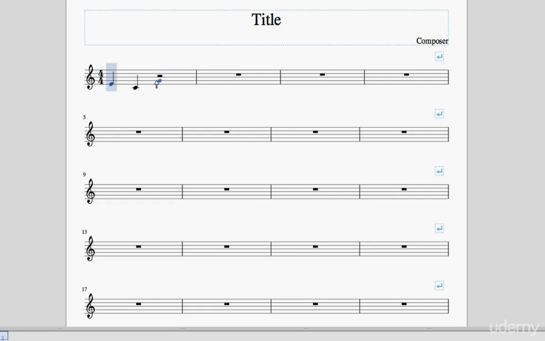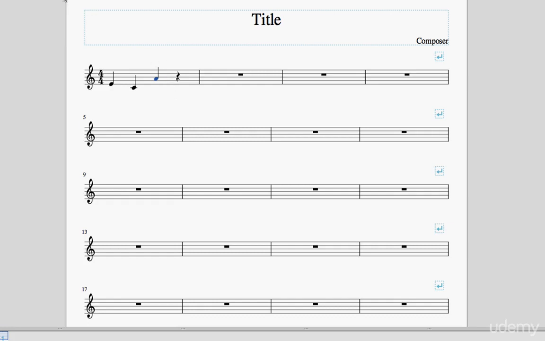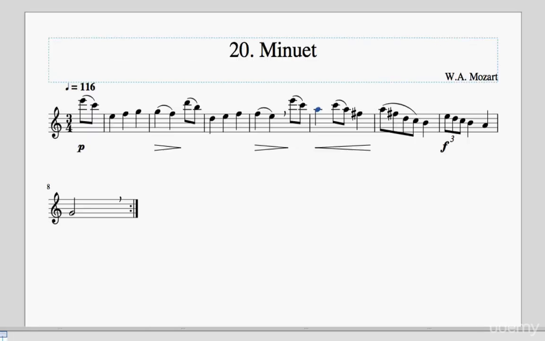E, C, A. Okay, E, C, A, C, A, F sharp. Well, that's a new one, right? So we can tell, because there's an accidental on it, we're not using just the C major scale anymore, because that note does not happen in the C major scale. There is no F sharp. There is an F natural, but there is no F sharp.